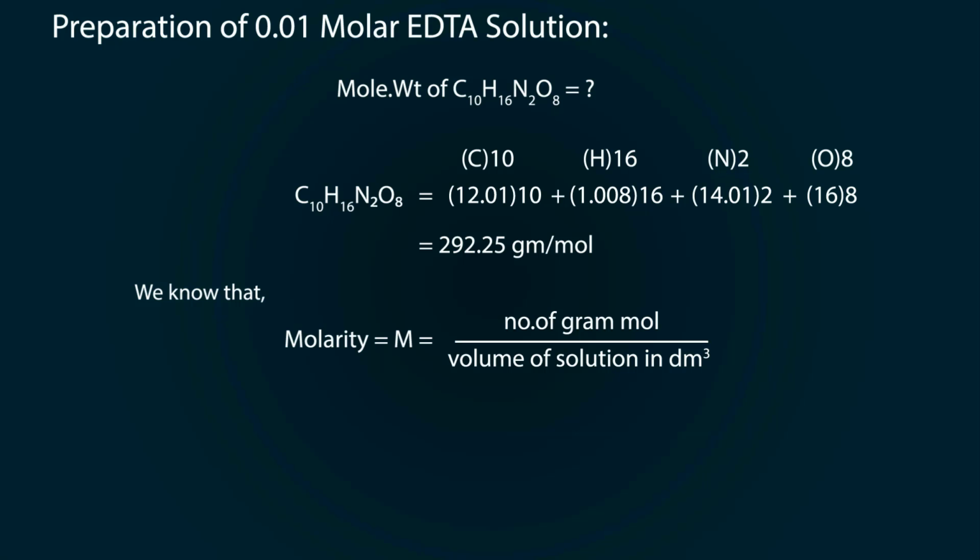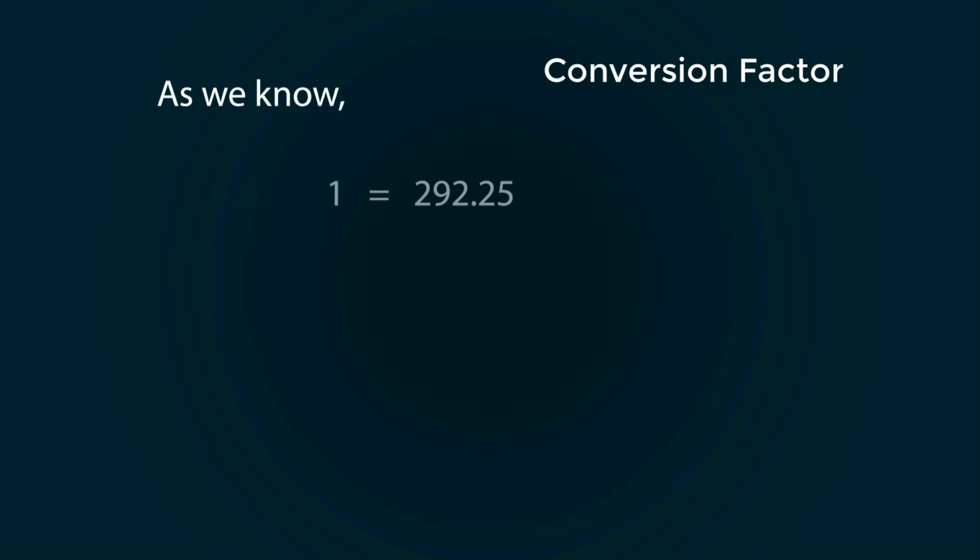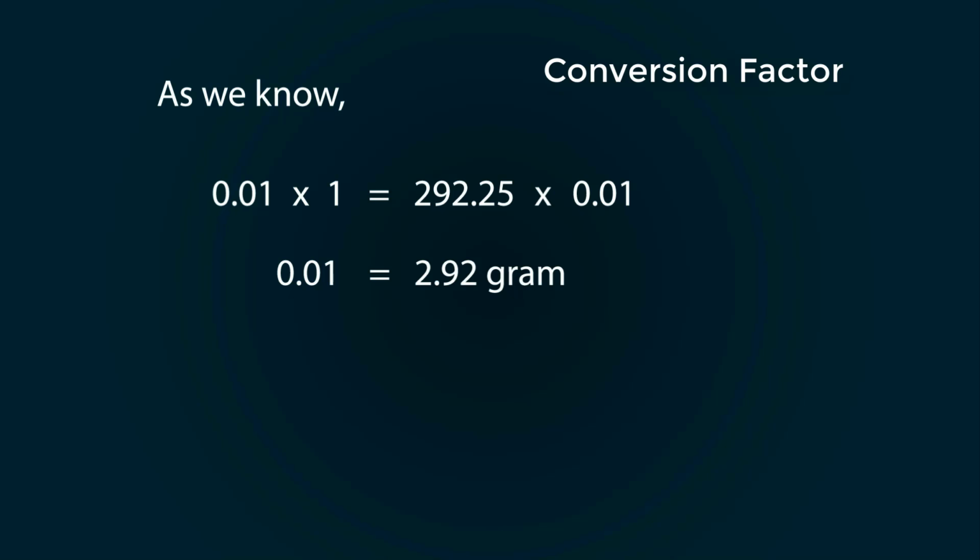We know that the formula of molarity is the number of gram moles divided by the volume of solution in 1 dm cube. 1 dm cube is equal to 1000 ml. So for 1 molar, we need to dissolve 292.25 grams in 1000 ml distilled water. For 0.01 molar EDTA, we are using a conversion factor. We multiply 0.01 on both sides. So we have 2.92 grams.